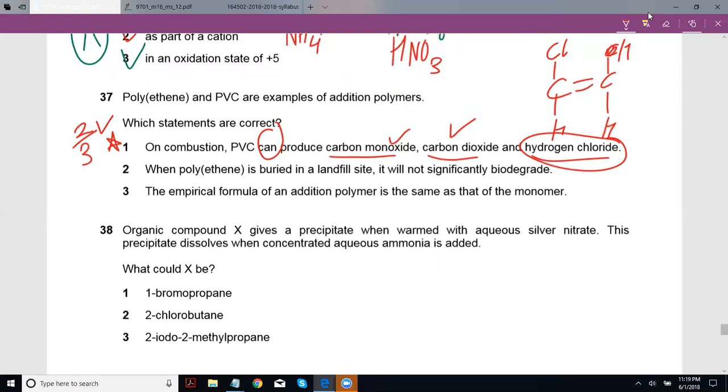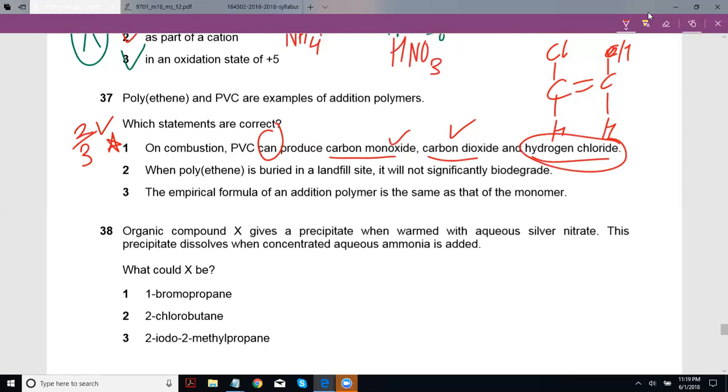Anyhow, when polyethylene is buried in a landfill, it will not significantly biodegrade. It will not. For stuff to be biodegradable, you need condensation polymers, so that hydrolysis and stuff of that sort can happen. And generally, like polyethylene, you have plastic. You put plastic in the landfill, it's not going anywhere. Don't worry. Anyhow, so the empirical formula of an addition polymer is the same as that of the monomer. I believe that is fine as well, right?